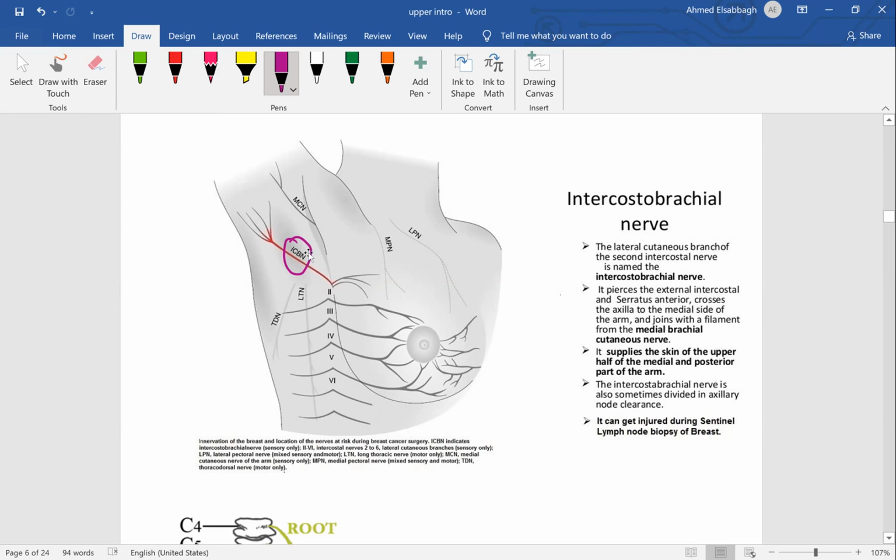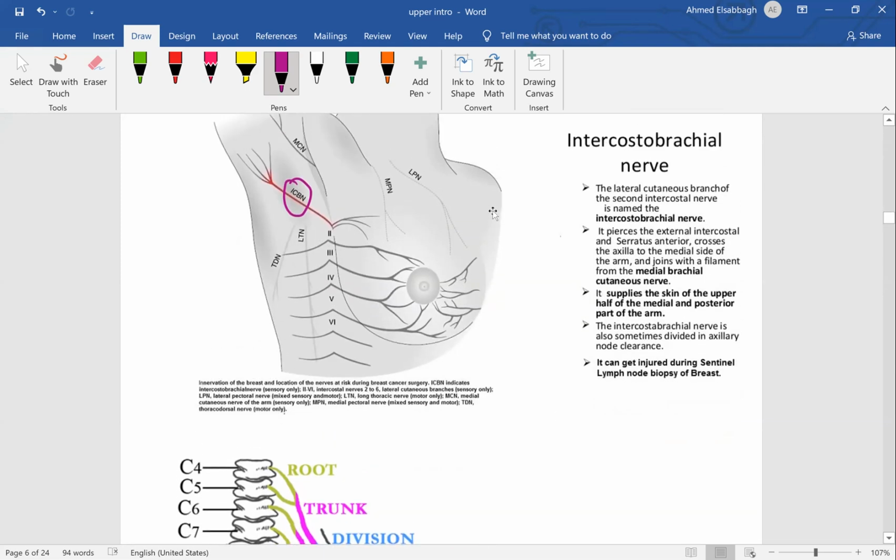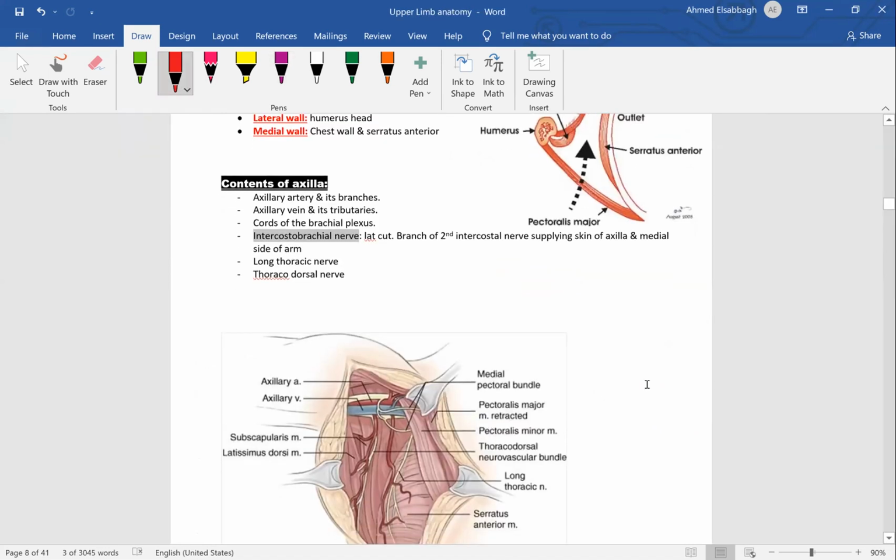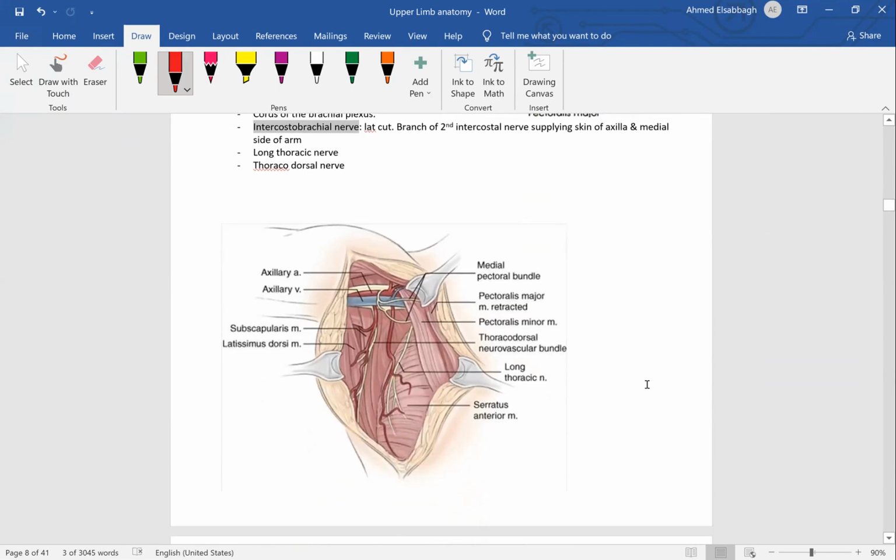What is the origin of the intercostobrachial nerve? It is a branch from, or a continuation of, the second intercostal nerve. Second intercostal nerve. Okay. This is the first information that you have to know. What is the second one?